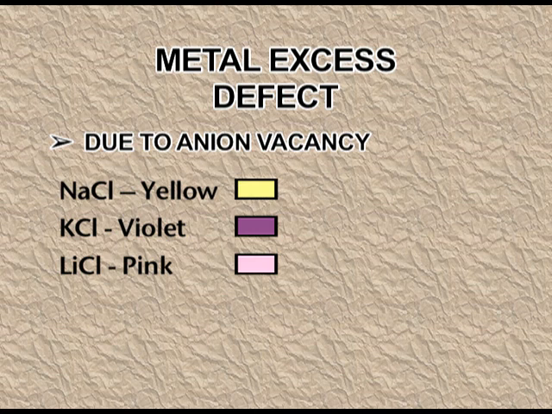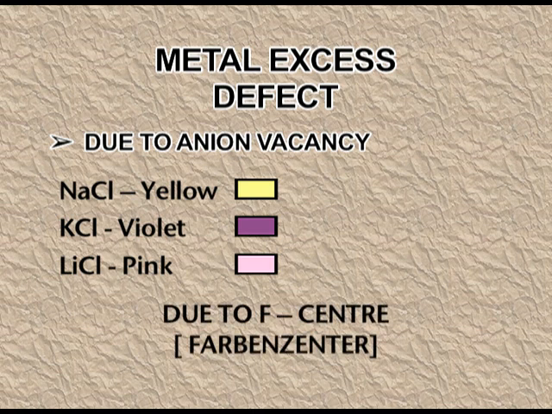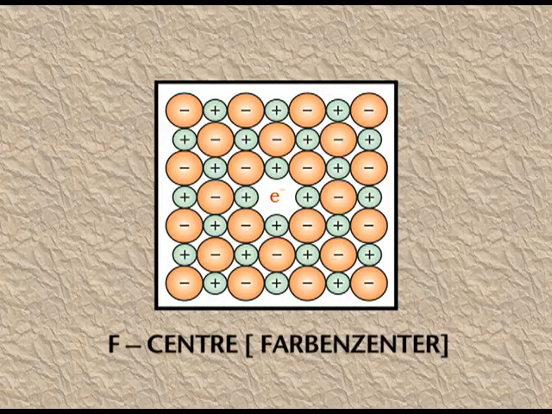Why are these solids colored? It is due to F centers, Farben centers. What are these F centers? F centers are defined as the points where anion vacancies are occupied by electrons; that point is known as the color point or the F center. These electrons are unpaired, and due to the presence of these unpaired electrons, the crystals are colored.